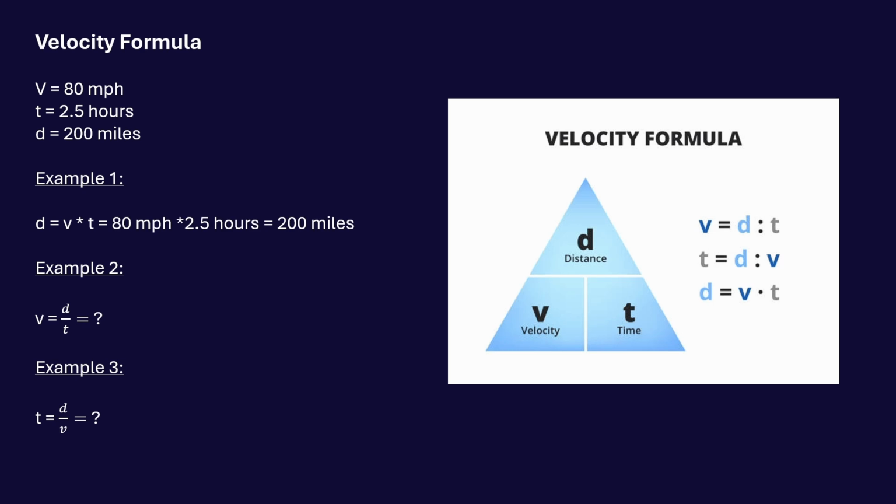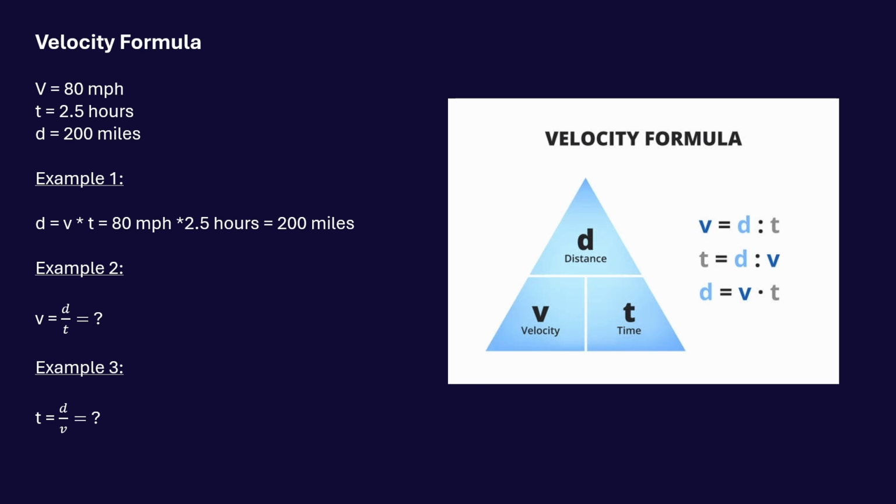Okay, so the velocity was 80 miles per hour and the time was 2.5 hours. So if we multiply those together, we get 200 miles. So d is 200 miles. And as we know from the start, that's correct.